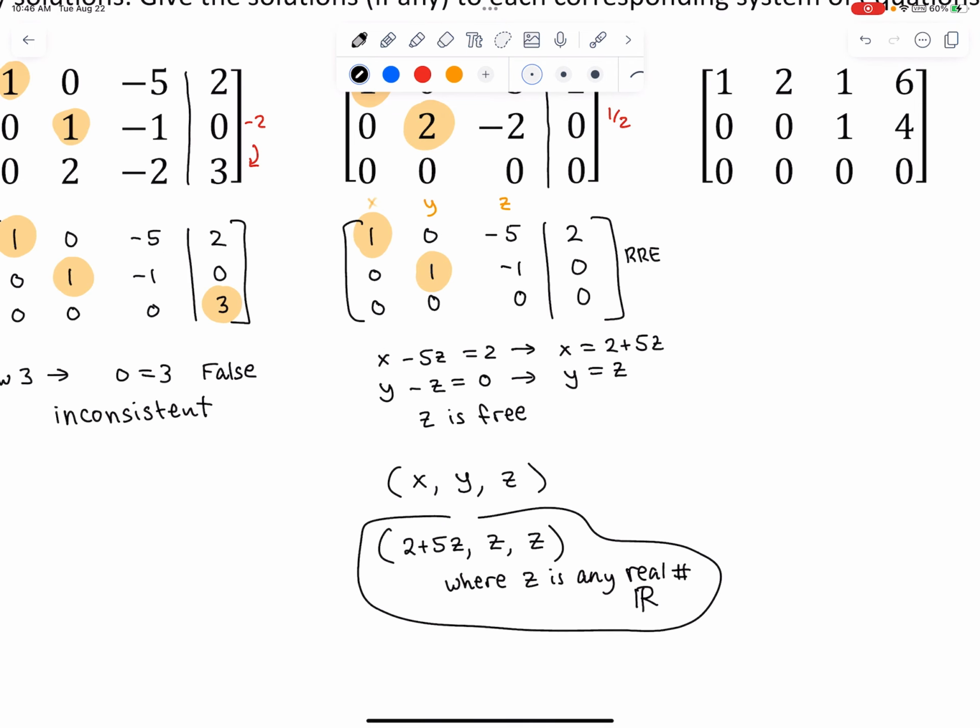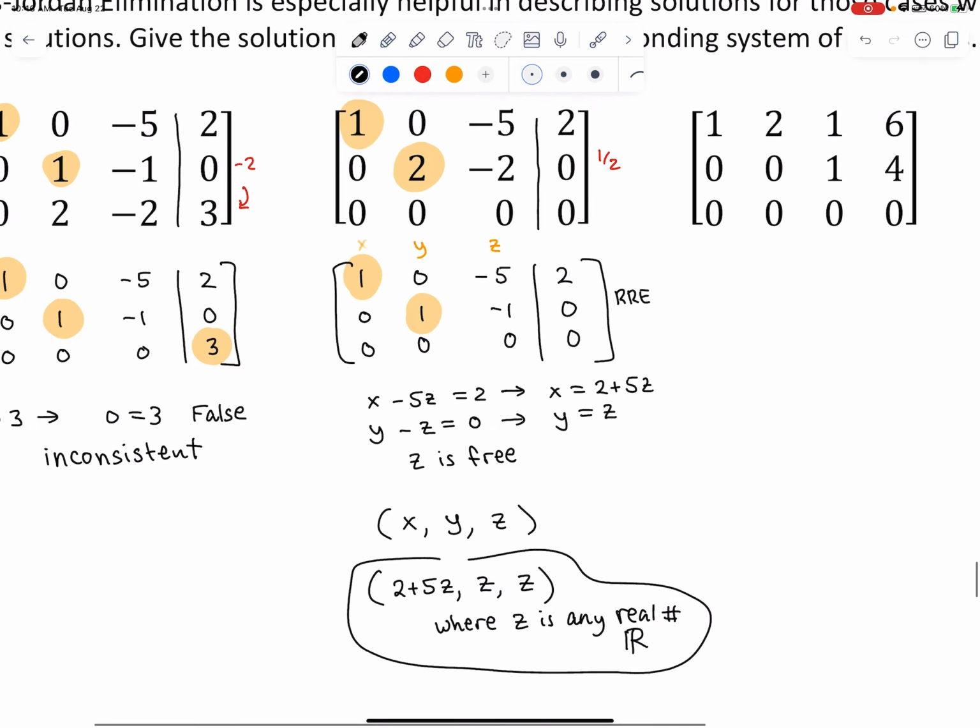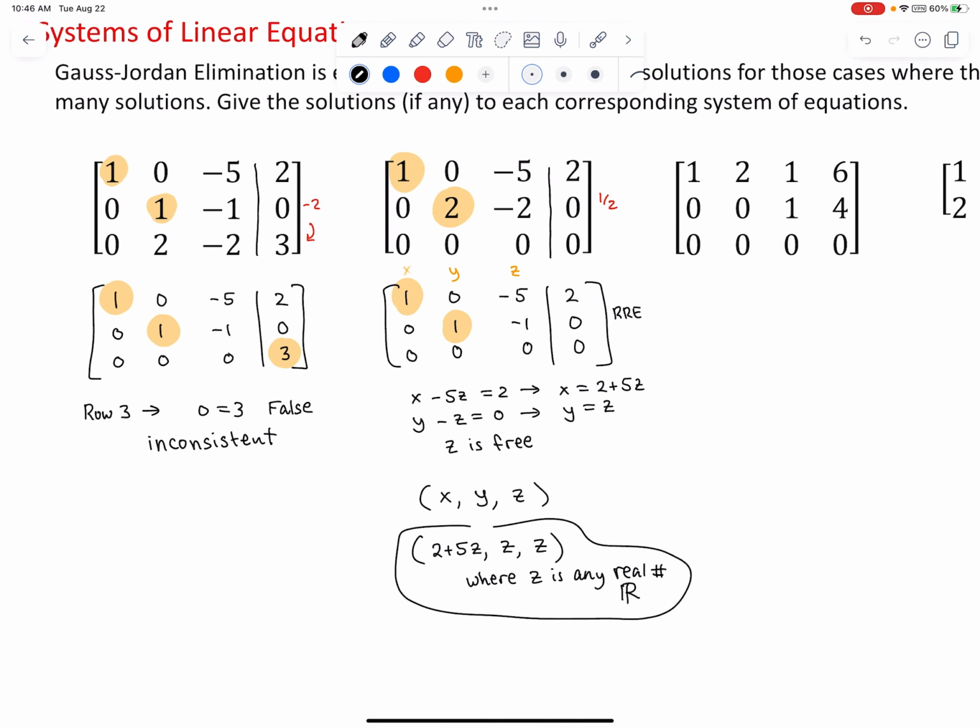So if you want a specific point, a point of intersection, you pick z first, and then z will dictate what the other 2 coordinates have to be. So if z was 10, for example, then one point would be 52, 10, 10. Free variables always lead to infinitely many solutions.